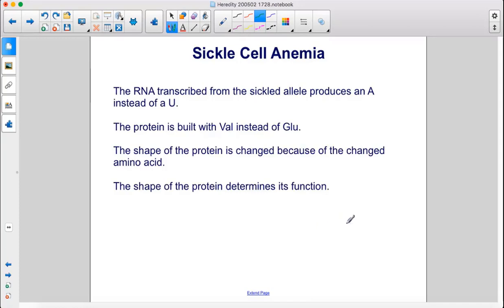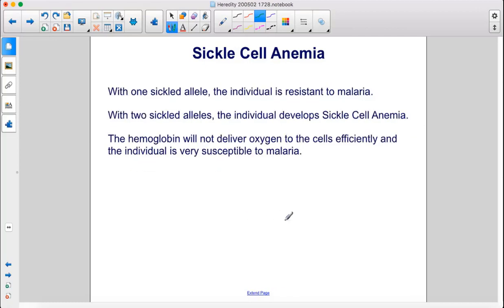The RNA transcribed from the sickled allele produces an A instead of a U. The protein is built with Val instead of Glu. The shape of the protein is changed because of the changed amino acid, and the shape of the protein determines its function. With one sickled allele, the individual is resistant to malaria. With two sickled alleles, the individual develops sickle cell anemia. The hemoglobin will not deliver oxygen to the cells efficiently.